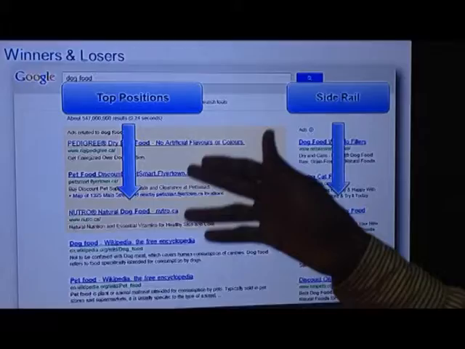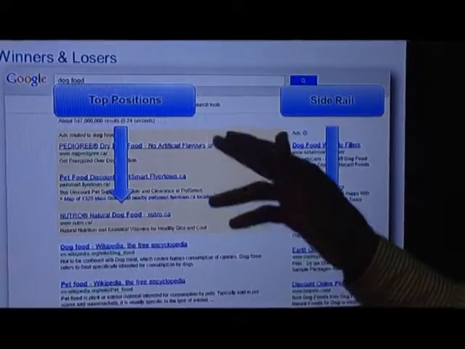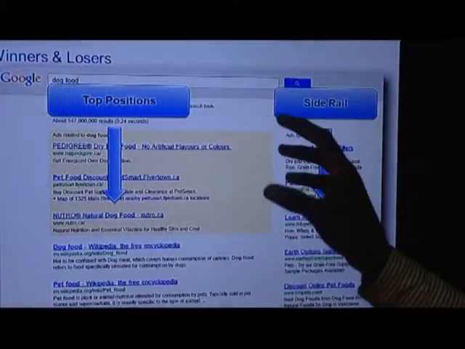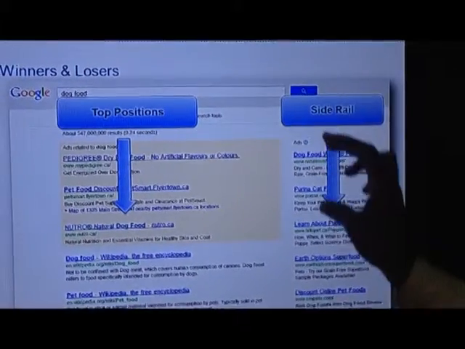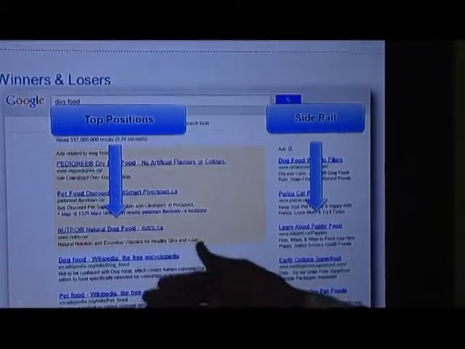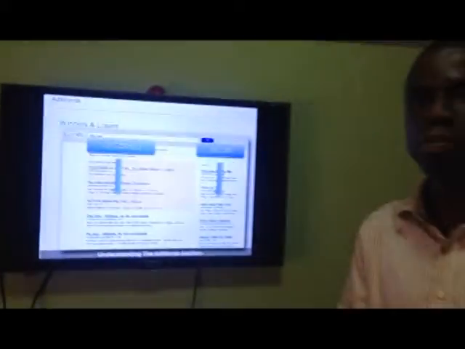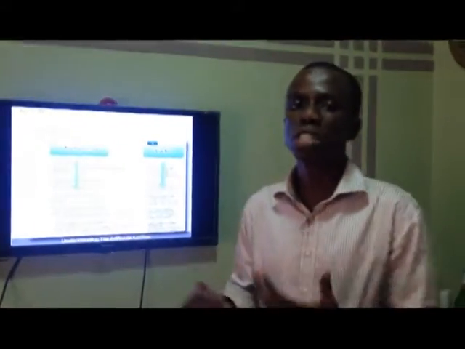But we must keep in mind that Google can only optimize for the topmost positions and the side. With the organic search, Google has no control over it. It depends on how you optimize your website, and then it will be shown.